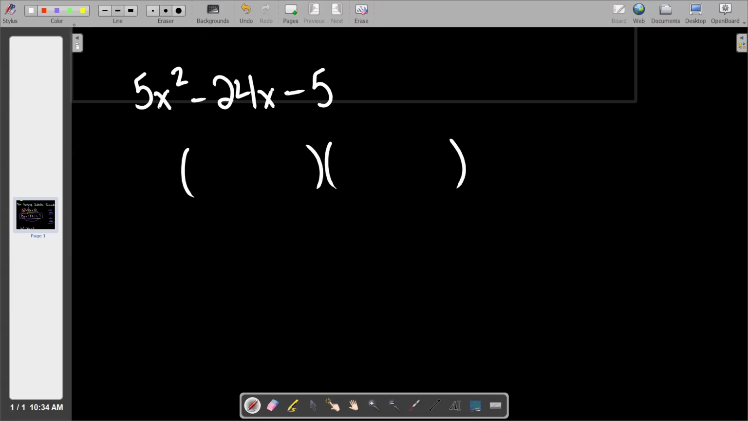I got to make the 5x squared. And how am I going to make that happen? With a 5x and a 1x. Like that's not even up for debate.